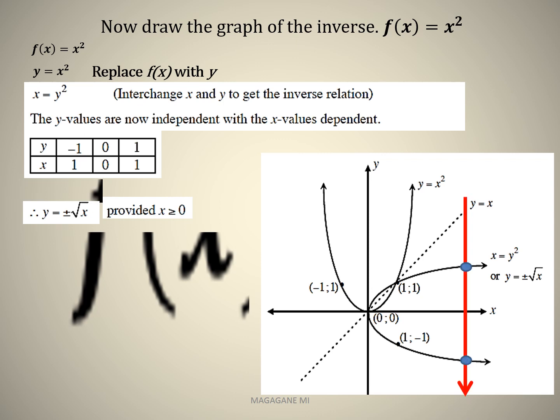If you check the red line, which is the vertical line, it cuts the graph of y equals plus or minus square root of x 2 times. Therefore, it's not a function. So we'll need to do something to the graph of y equals x squared so that when we determine the inverse, this inverse will also be a function.